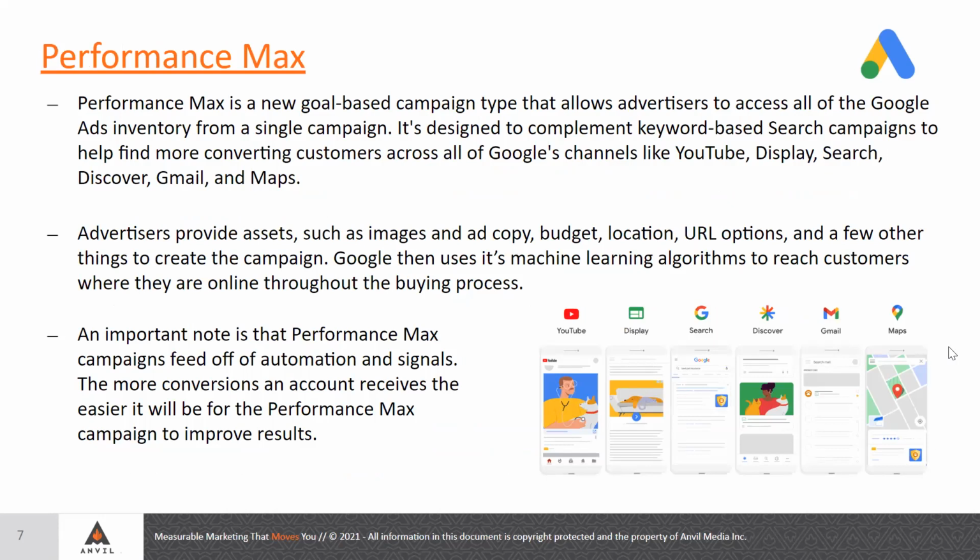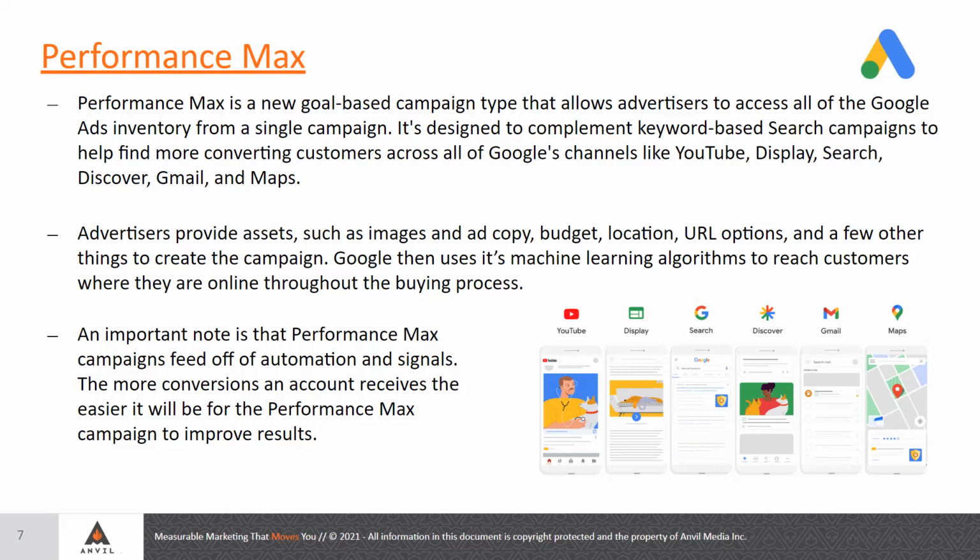All right, Performance Max is the newest addition to Google's family of ads. It is a goal-based campaign that allows the advertiser to reach all Google channels in a single campaign. It combines elements of Google Search, YouTube, Display, Discover, Gmail, and Maps to find the users most likely to convert no matter where they are. So the advertisers provide the images, the ad copy, the daily budget, the targeted areas they want their ads to be seen, preferred URLs, if any, and whatever other elements they'd like to include in their ads. Then Google's machine learning will match them all together to reach customers wherever they are.